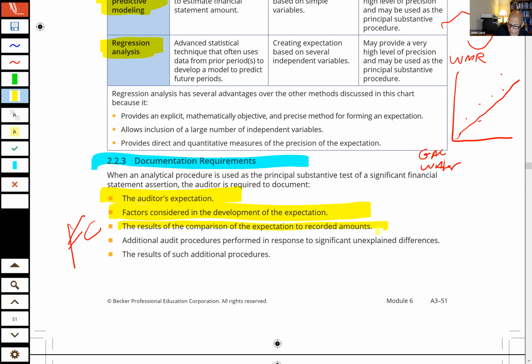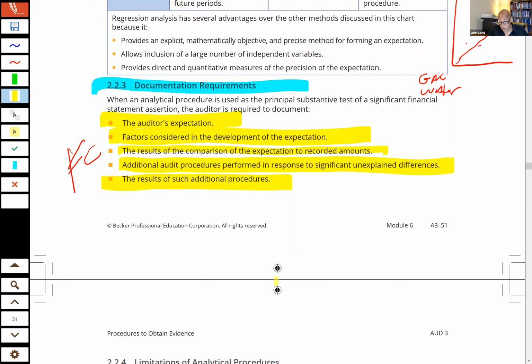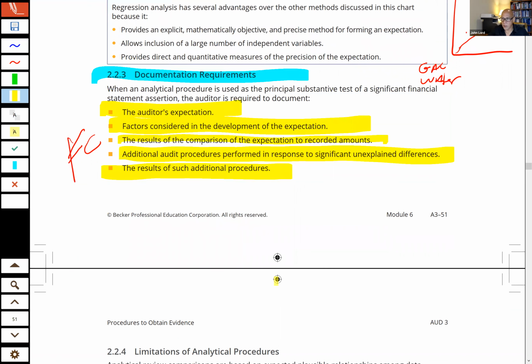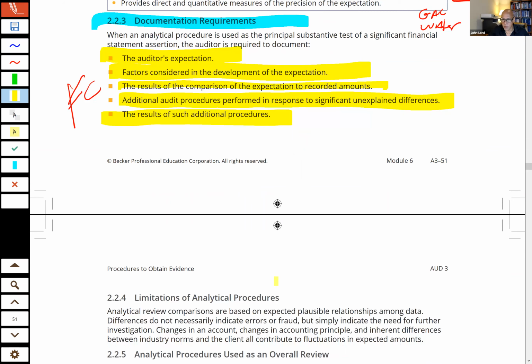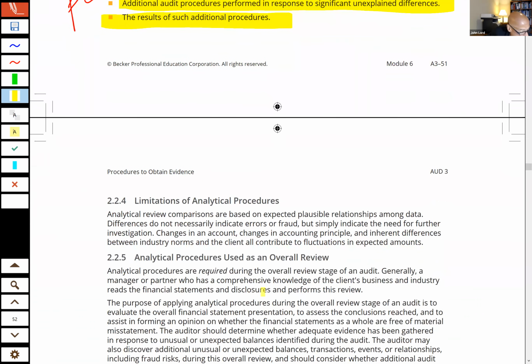The results, we then had to ask for unexplained differences and what were the additional procedures. We looked at some trucking bills, that kind of stuff, and we were satisfied. Or we weren't satisfied and we're going to disclaim an opinion on washing machine revenue, however you came out with that.